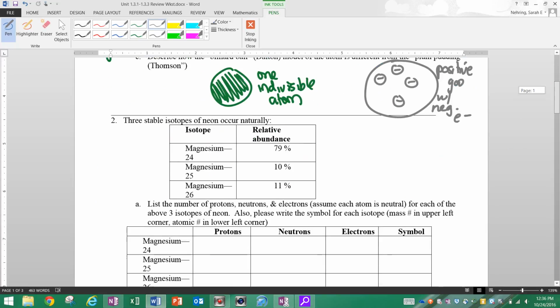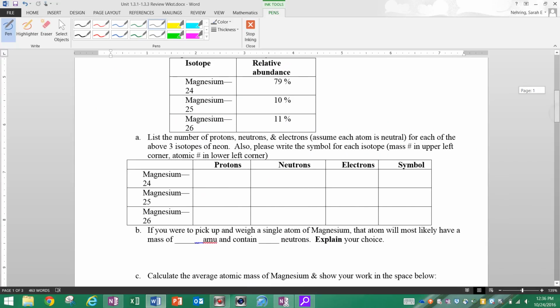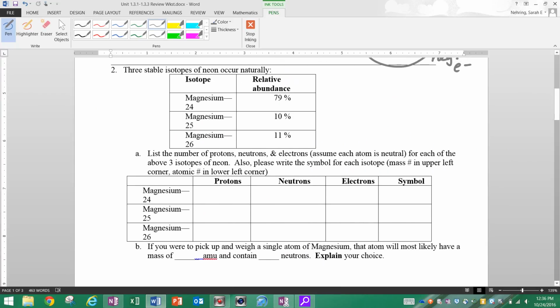Okay. So let's scroll down here and start thinking about isotopes. I just realized there's a typo here. So stable isotopes of magnesium occur naturally. That's a typo. It shouldn't say neon. So we've got 3 isotopes of magnesium. Magnesium 24, 25, 26. Remember, these numbers right here represent the mass number, which is how heavy one atom is, and the mass number is the number of protons plus the number of neutrons.